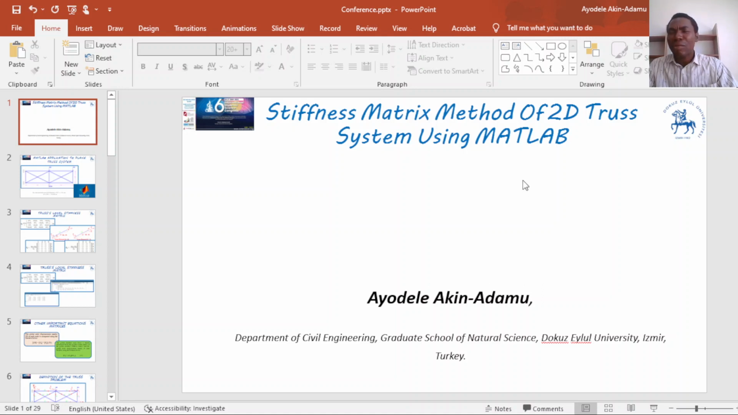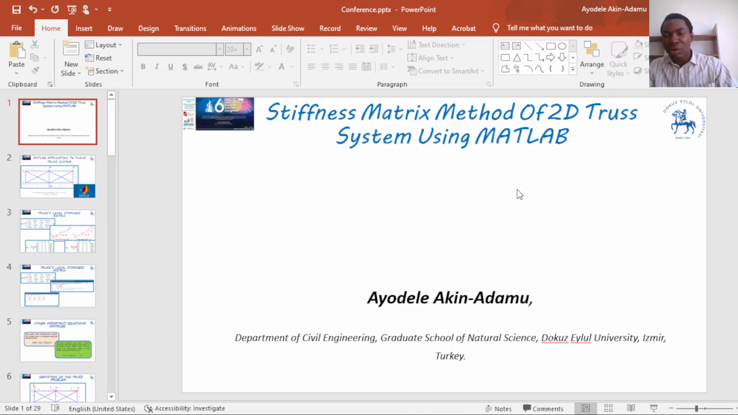This procedure, I've not actually found it in any textbook where they add infinity value to the support degree of freedom in the global stiffness matrix for truss system. So we are going to add a value in Matlab called infinity to the support degree of freedom at the diagonals of the global stiffness matrix.